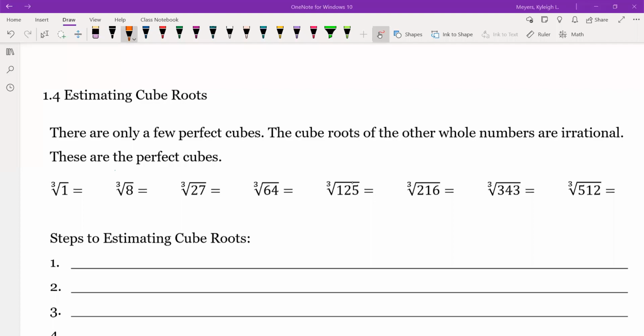All right, so now we're going to work on estimating cubic roots. We're going to do the same process that we did for square roots. The only difference is that there's a different set of numbers. Instead of perfect squares, we're doing perfect cubes.